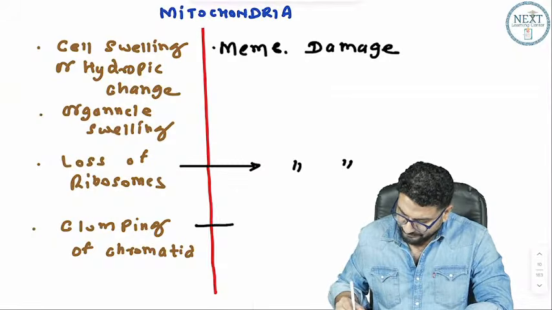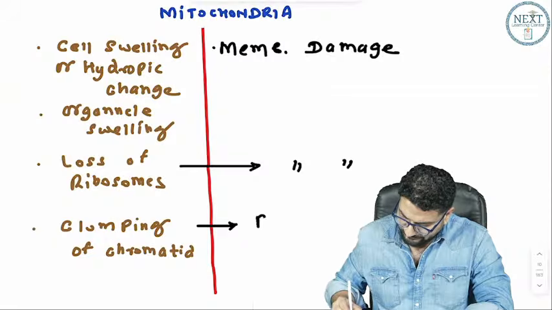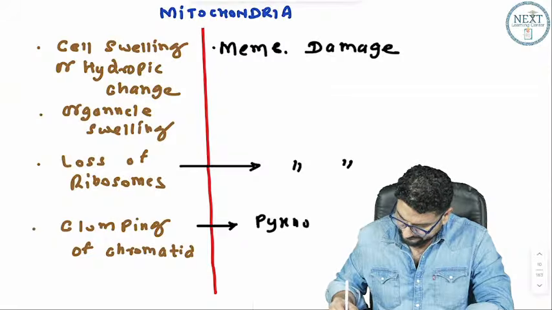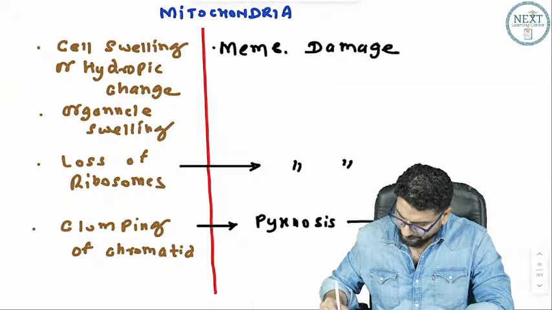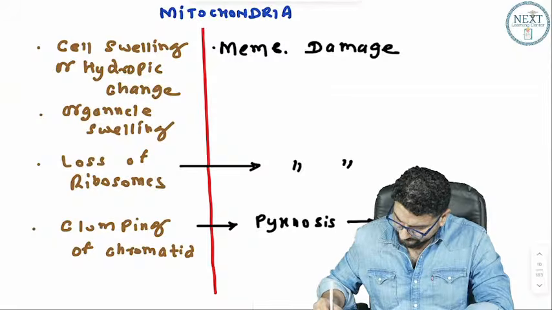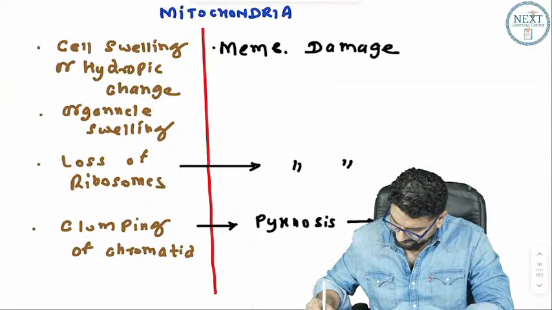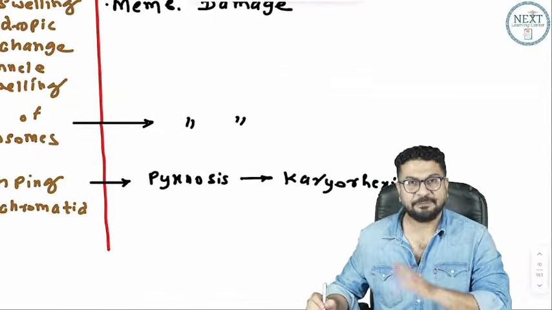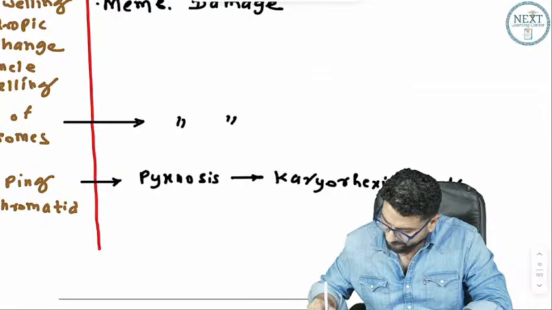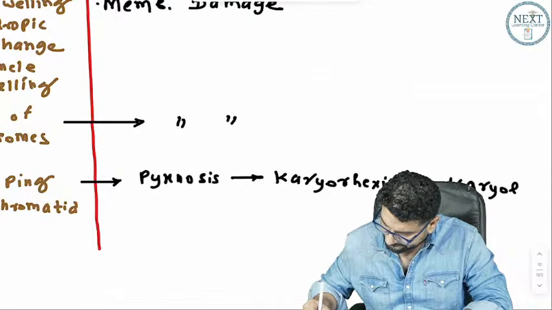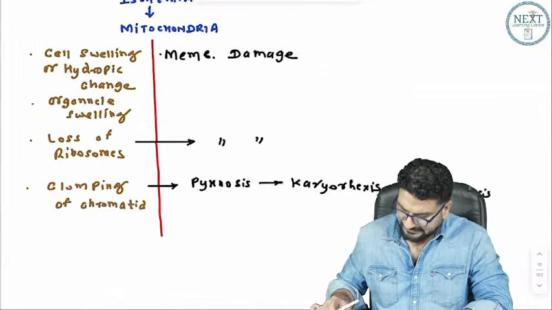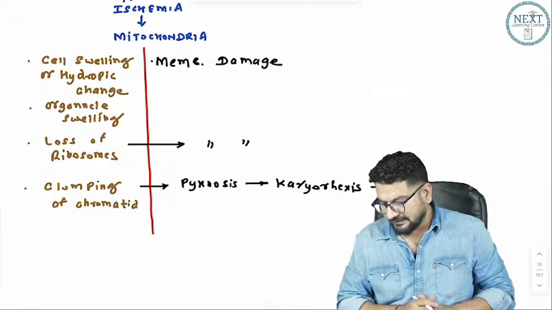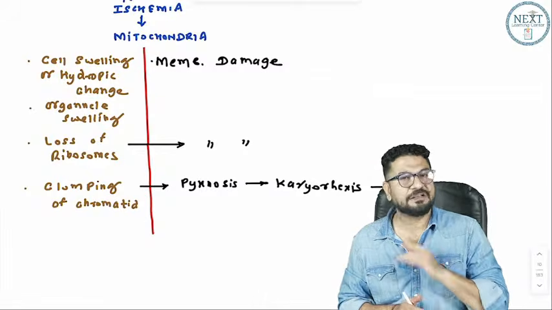Instead of clumping, you will see three nuclear changes. First is called pycnosis. Pycnosis means shrinking of nucleus. Then you can see karyorrhexis, like fragmentation of nucleus, and ultimately you will see karyolysis. So these are the series of changes. Pycnosis means shrinking, then karyorrhexis, fragmentation, karyolysis means disappearance.